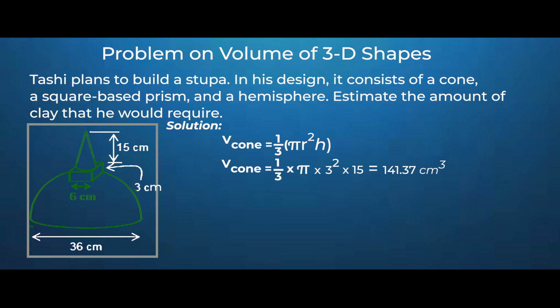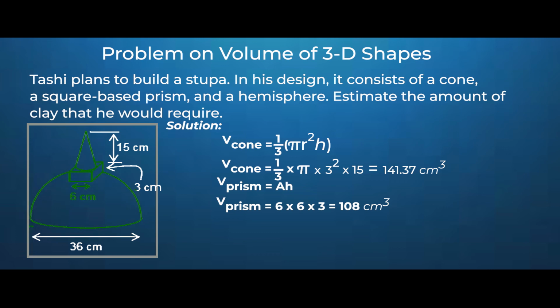Next, we need to find the volume of the square base prism. How do we calculate the volume of a square base prism? Volume of a square base prism is equal to the area of the base times the height of the prism. So what is the area of the base? The side length of the base is 6 centimeter. So it would be 6 by 6 by 3, since the height of the prism is 3. So the volume of the prism is 108 centimeter cube.